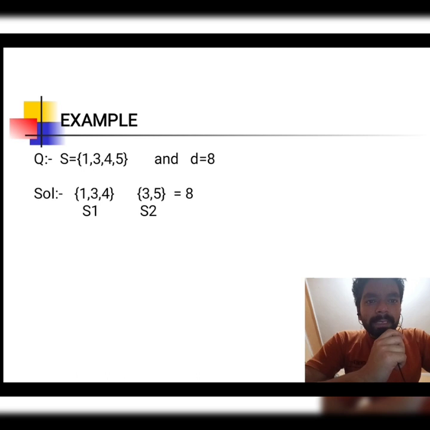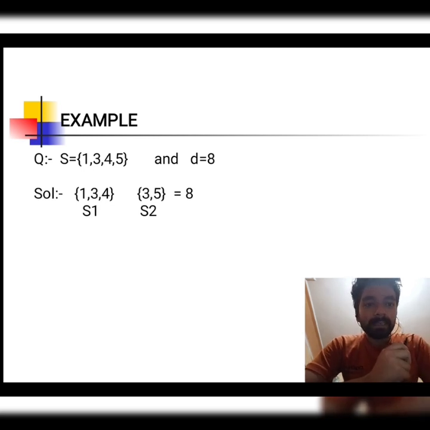So we have a given set S and in this set S the elements are 1, 3, 4 and 5. Now we have to find those subsets which have a sum of elements equal to a given number. The given number is 8. I find two subsets, S1 and S2. In S1 the elements are 1, 3 and 4, and S2 is 3 and 5. Adding these numbers, 1 plus 3 plus 4 is equal to 8, and 3 plus 5 is equal to 8.